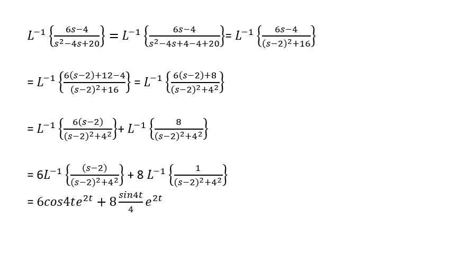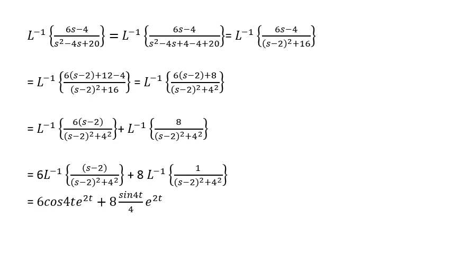We have to make the same term in the numerator also. Now 6s, instead of s, you have to write s minus 2. Now when you open the bracket, you will get 6s minus 12. So you are taking an extra term 12 there. So you have to subtract 12 and add 12 there. So 6 into (s minus 2) plus 12 minus 4. So the numerator becomes 6 into (s minus 2) plus 8 by the denominator. Now it is in the standard form.